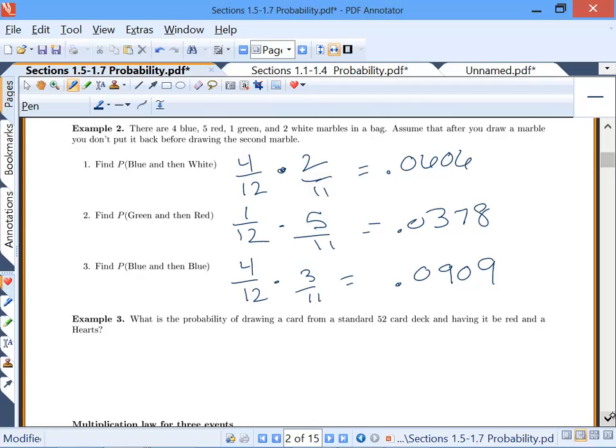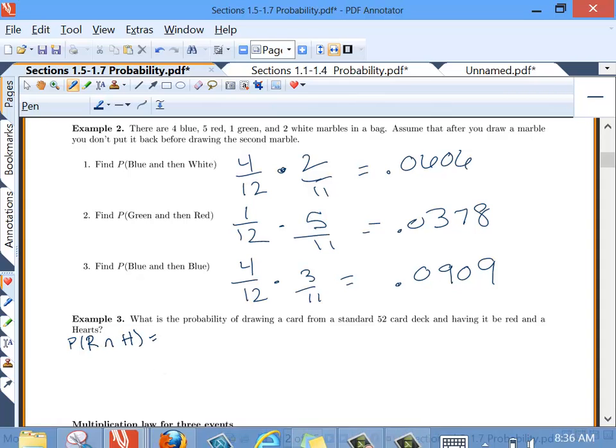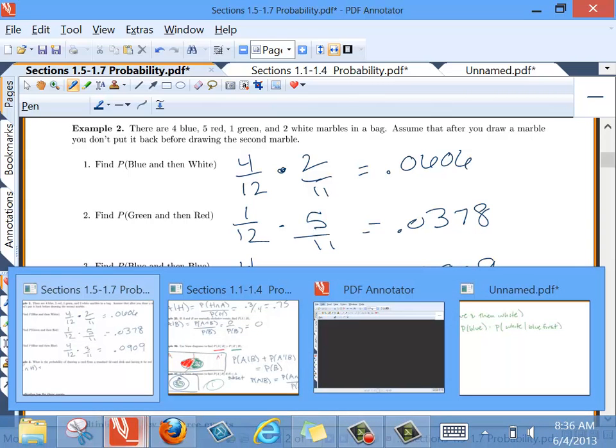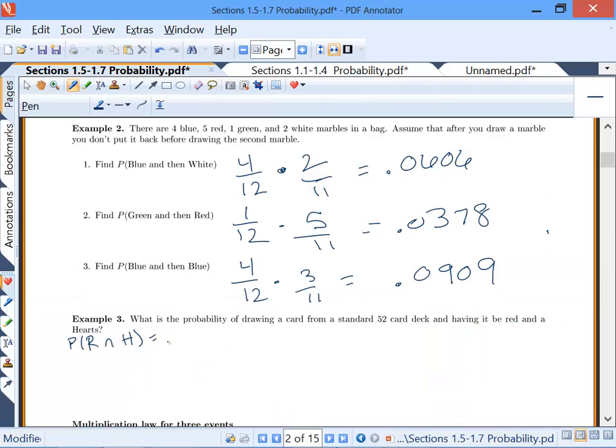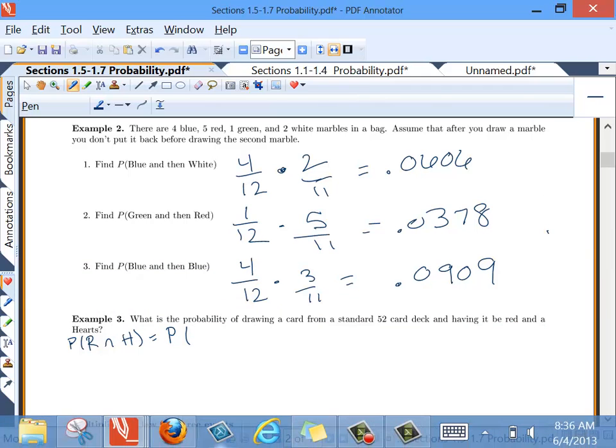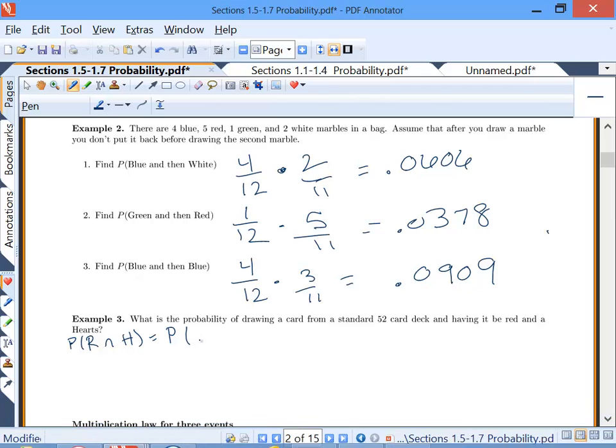Let's see if we can do this mathematically. So the probability of red and hearts. Well, if I was to write down my formula, I need a conditional probability. Does it matter which one? It actually doesn't. So we're going to do this problem using both just so you can see how it could be done. So let's start with the first conditional probability. Let's just try R given H. And what probability would I need to multiply it by?